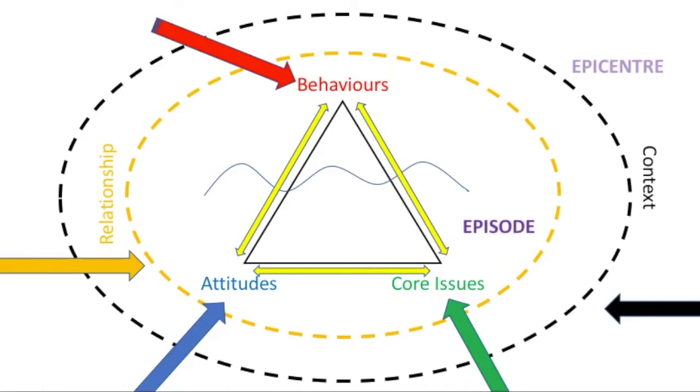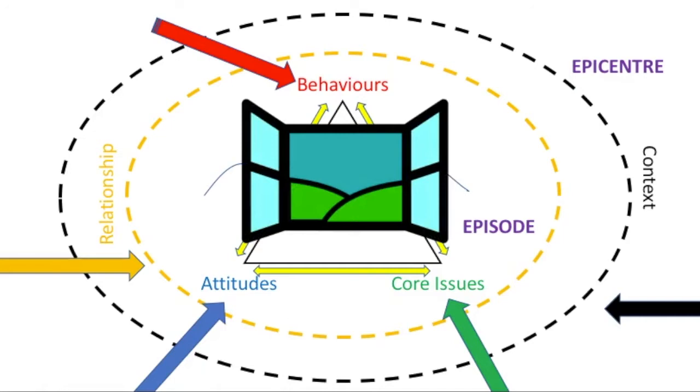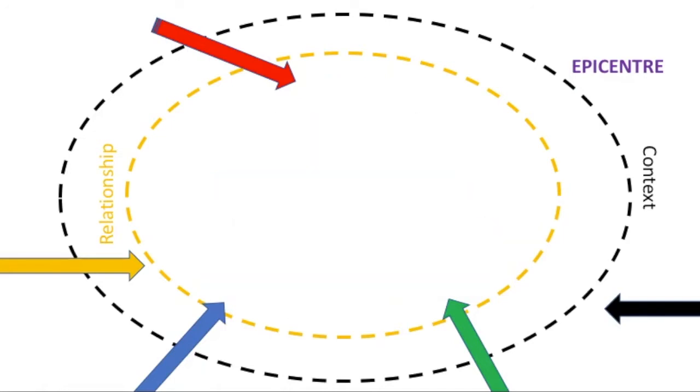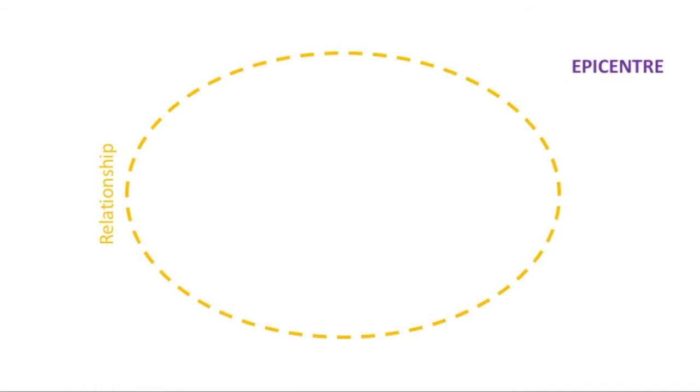We call this part in the middle the episode and the broader part the epicenter. And we also talked about how an episode can serve as a window into an epicenter. Today we're going to focus on the epicenter. In fact, we're going to focus just on the relationship. Sometimes you might hear me use the word relational context to describe this.